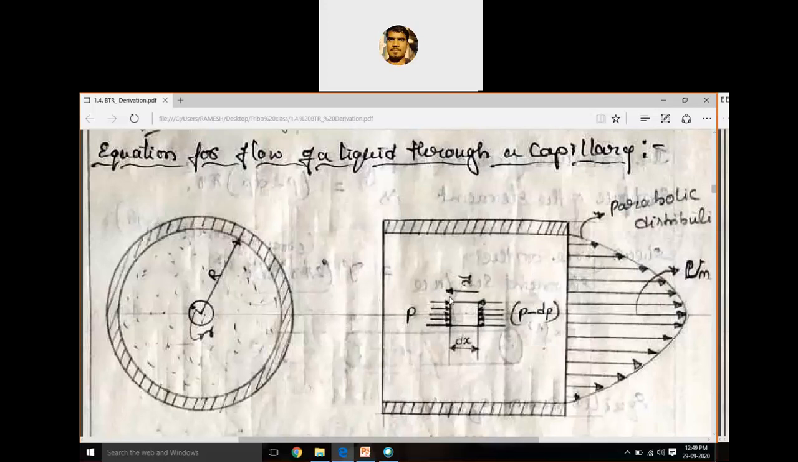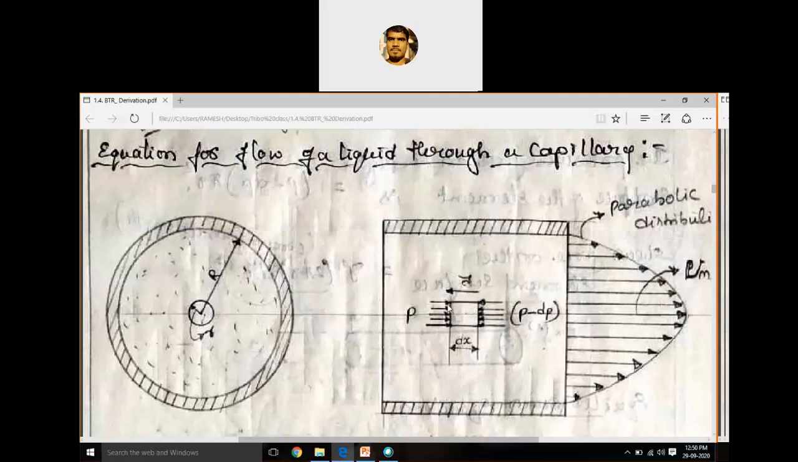Consider the equilibrium of forces acting on a cylindrical element. This is a cylindrical element. Consider a small cylindrical element. On this element, consider the equilibrium forces acting on a cylindrical element of a liquid or a fluid having radius small r and length dx. This is the length dx, which is shown in the figure.